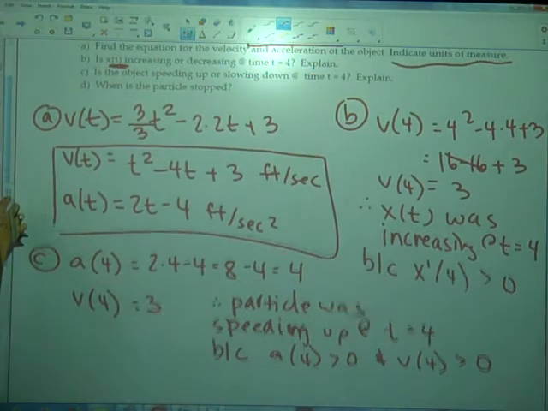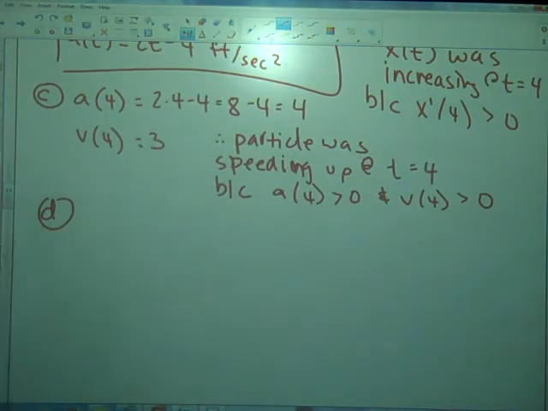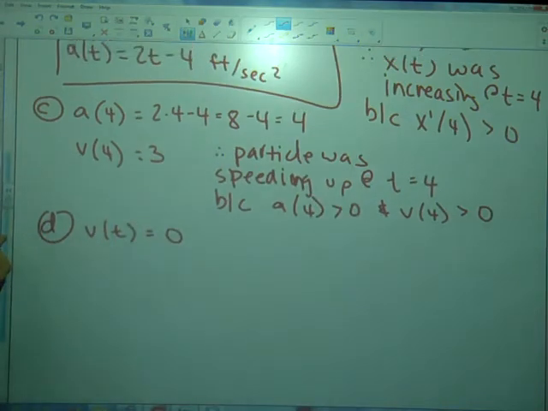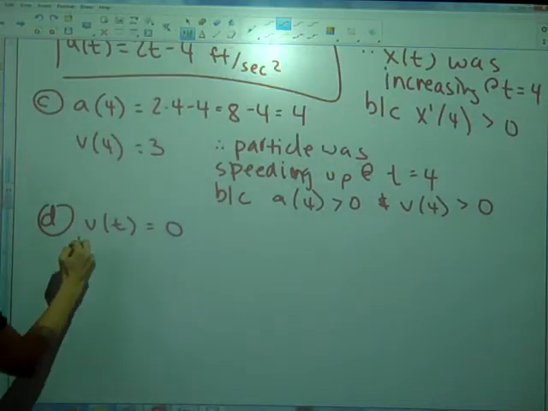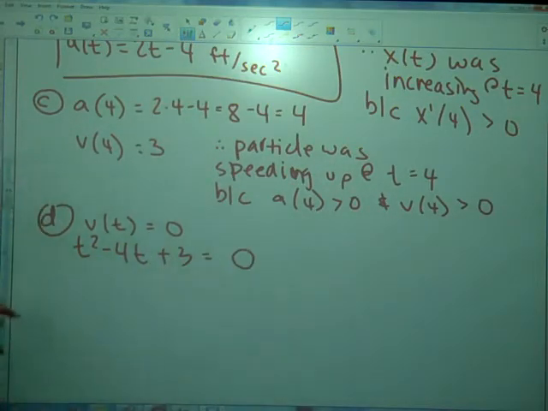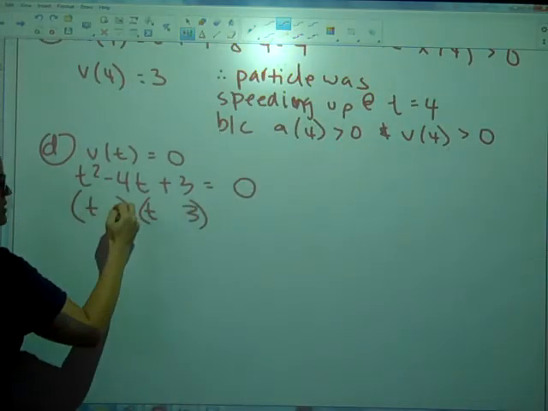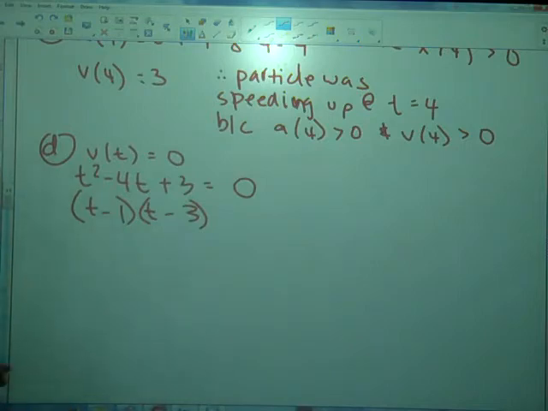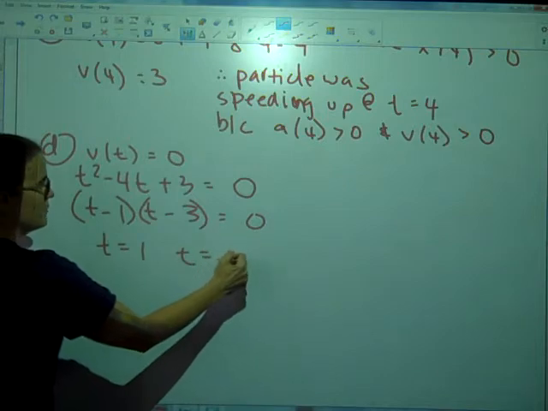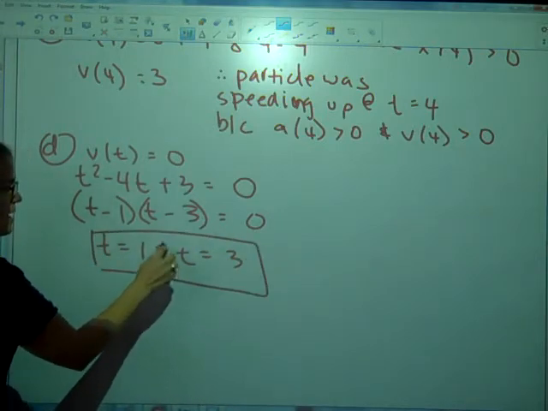Last one on this problem is, when is the particle stopped? The particle is stopped when the velocity equals 0. So we can find out when the velocity, t squared minus 4t plus 3, equals 0. A little bit of algebra, some factoring. Looks like we get t minus 3 times t minus 1 equals 0. Therefore, when t equals 1 and when t equals 3, the velocity is 0 and the particle would have been stopped.